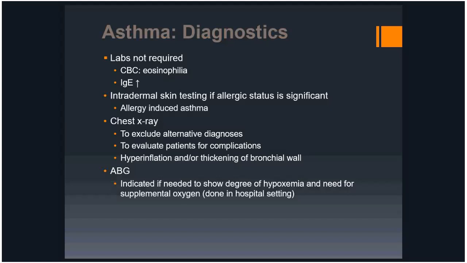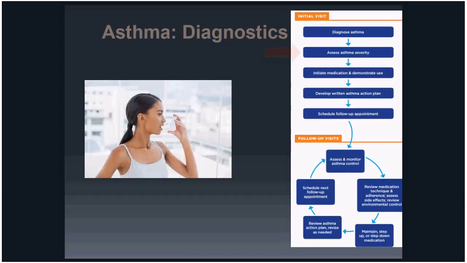Chest x-ray you can certainly do to exclude alternative diagnoses or to evaluate patients for complication. However, when you look at asthma on chest x-ray, you may see hyperinflation or you may see thickening of the bronchial wall, but that's not to say that that will always be present. ABGs are only going to be indicated typically in an acute care setting. So that is a brief overview of diagnostics.